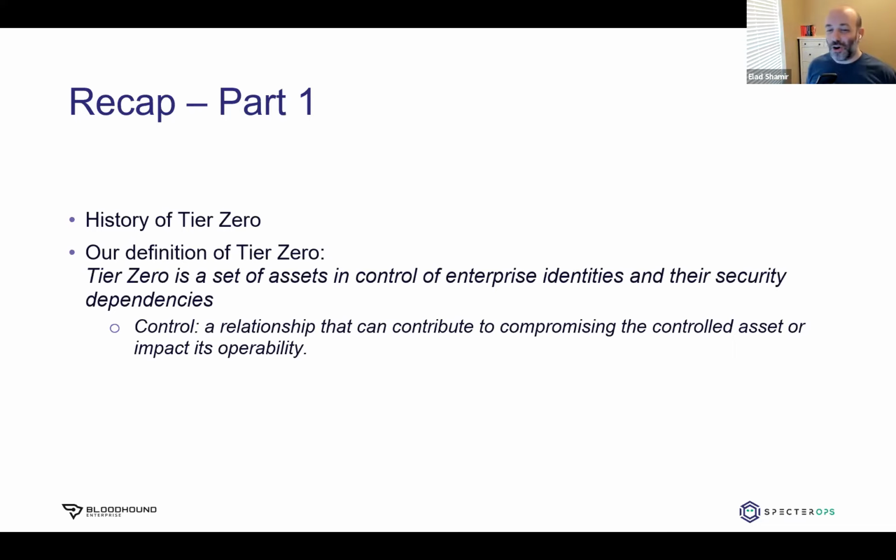And I say contribute to compromising rather than compromising because some attacks have several prerequisites or several moving parts. So a tier 0 asset may be a link in an elaborate attack chain.